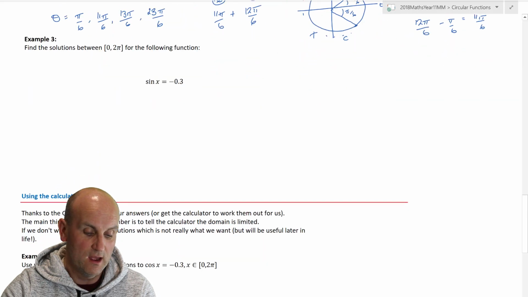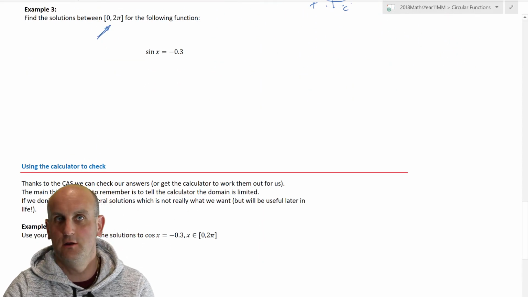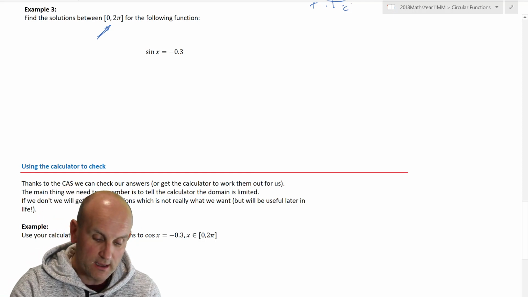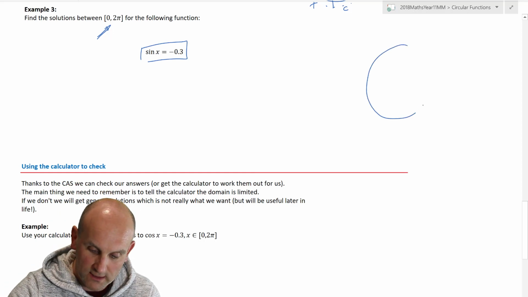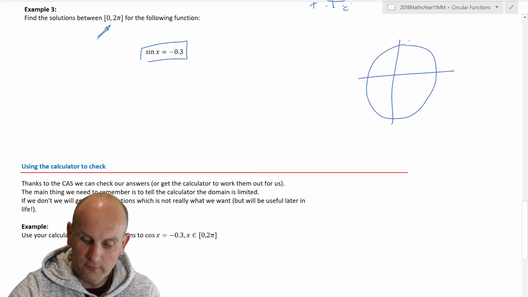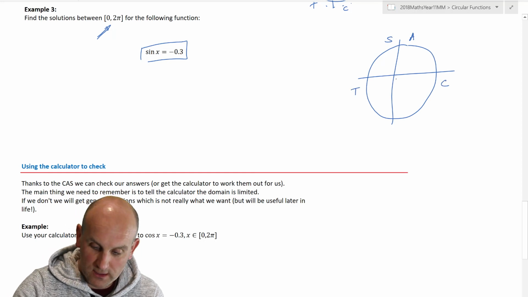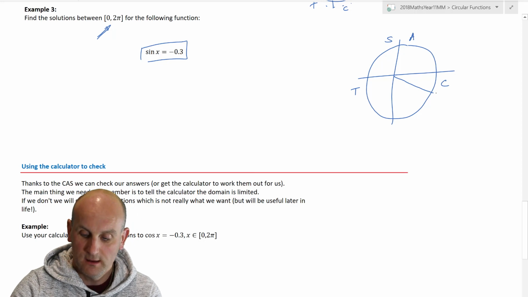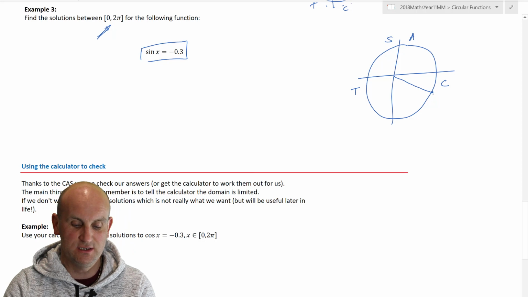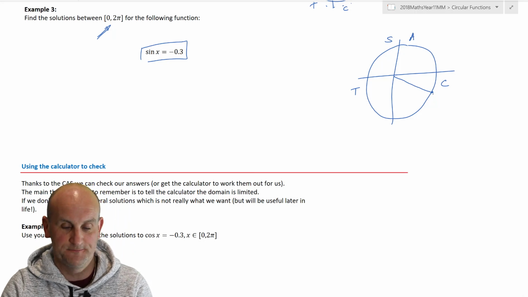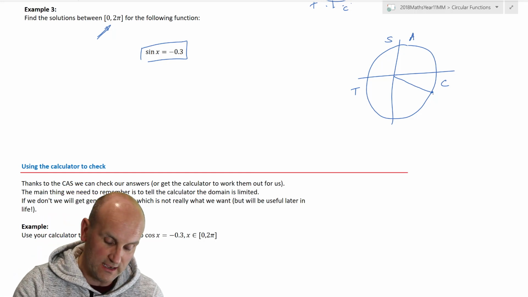It's the same stuff. I mean, if we look at example 3, again, we want it between 0 and 2 pi. So I know that my answers have to be in radians. My question here has minus 0.3. Minus 0.3 means it's going to be down here. Yes, so minus 0.3 means it's going to be down there. But the problem is I don't actually know what my first value of x is. And in this situation, because I don't have my triangle, I'm going to use my calculator.